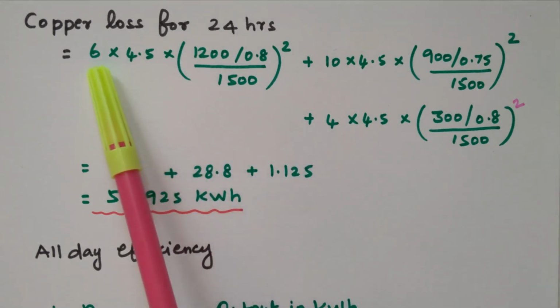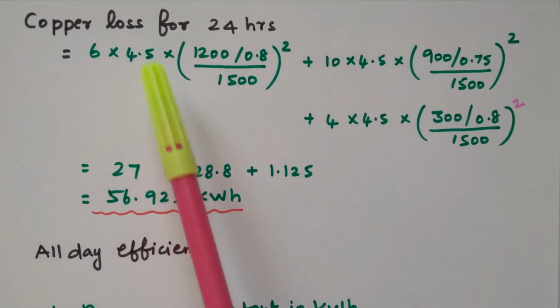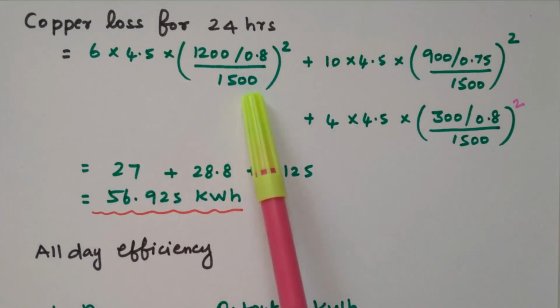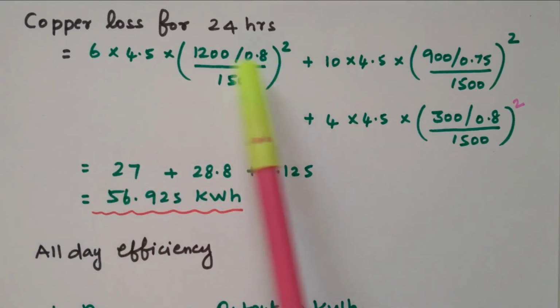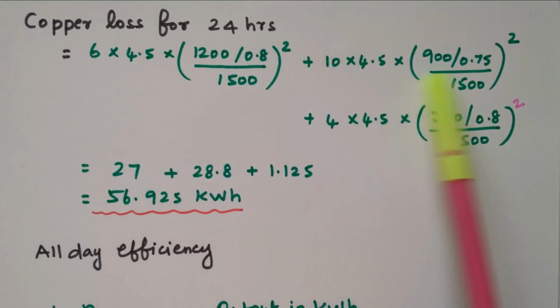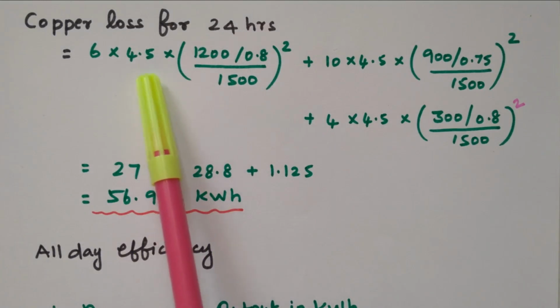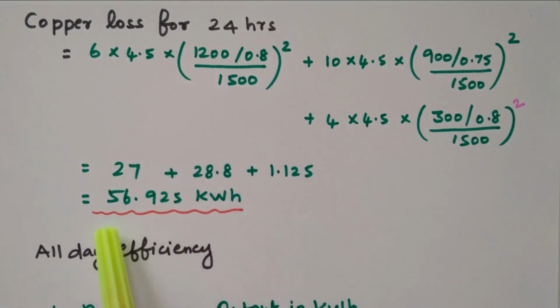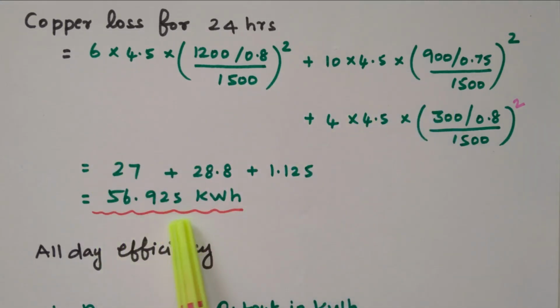The first term refers to the number of hours, the second term refers to the full load copper loss, this one is the kVA rating, and this is the kVA for the particular period, kilowatt divided by power factor. All the data are multiplied. After simplification we got 56.925 kilowatt hour. So this is the copper loss for 24 hours. The 4.5 is the full load copper loss, and the rest is for a particular load for a given time period. It is multiplied and we calculated the copper loss for the entire 24 hours.